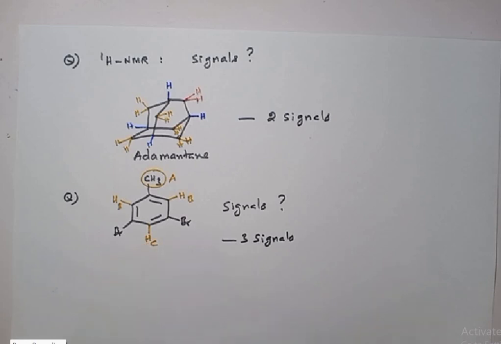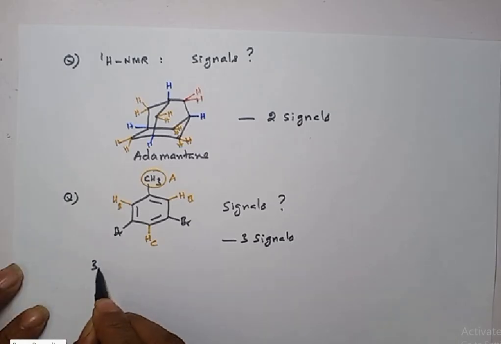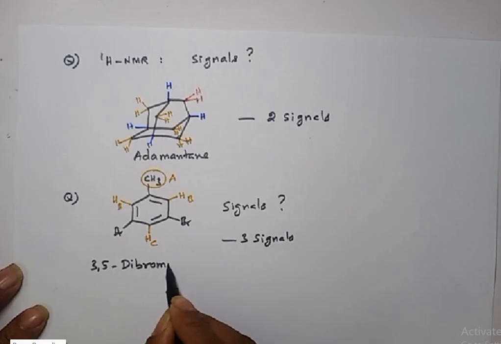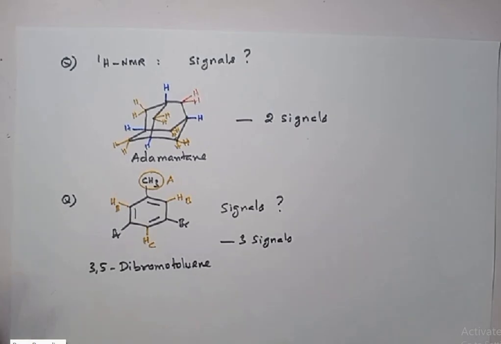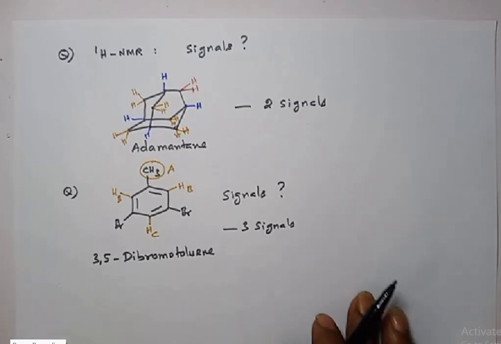Actually, this question was asked in a previous year GATE examination, but instead of the structure, they gave the IUPAC name of the compound. Can anyone tell me the IUPAC name of this compound? Yes, this compound is called 3,5-dibromotoluene.